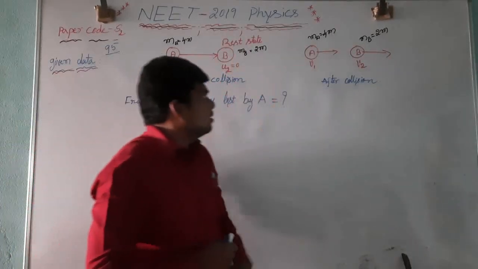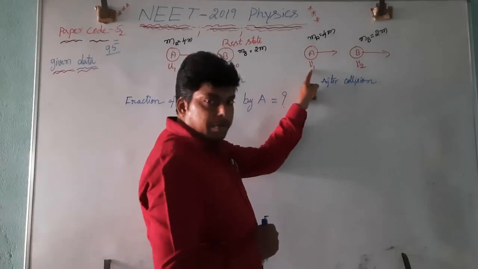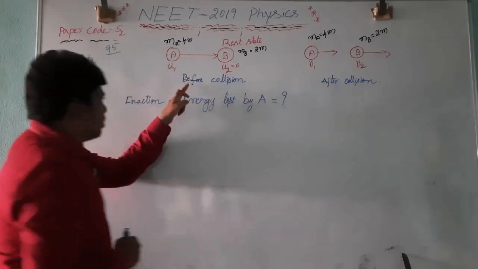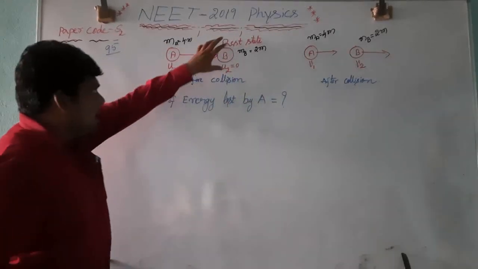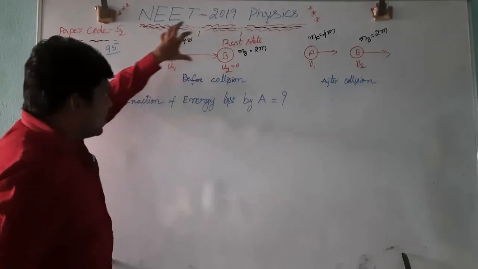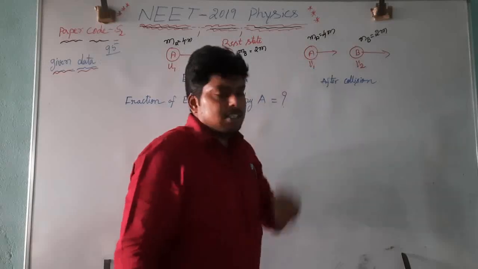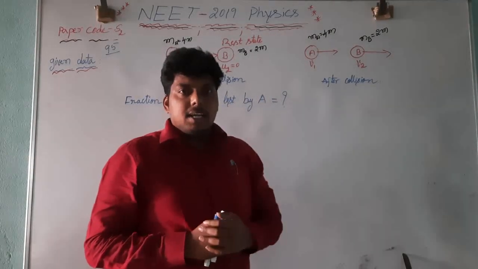After the collision, the velocity of body A is given by v1 and of body B by v2. Before the collision, body B is at rest. When body A collides with body B, there will be a change in the velocity of body A as well as body B. So when there is a change in velocity, there will be a change in energy.